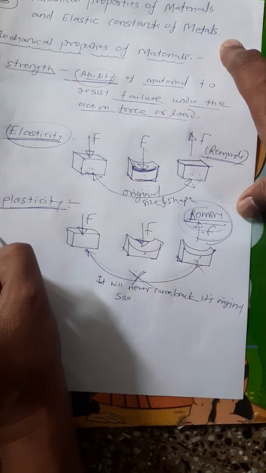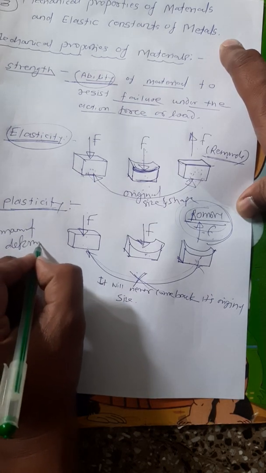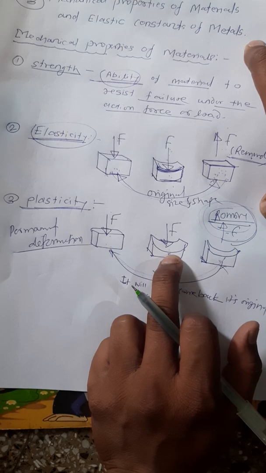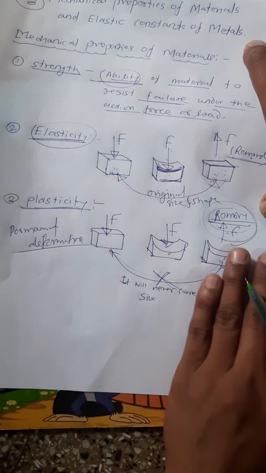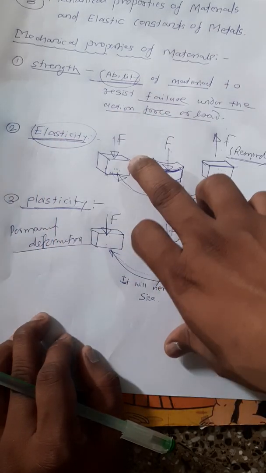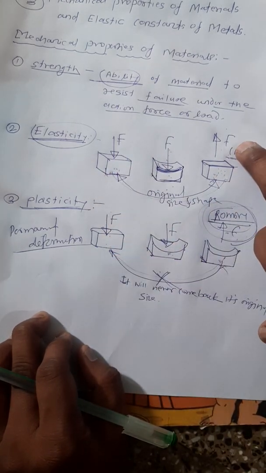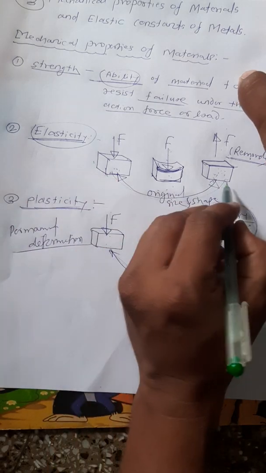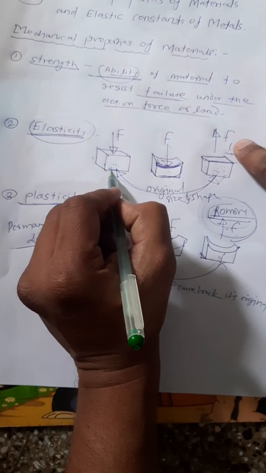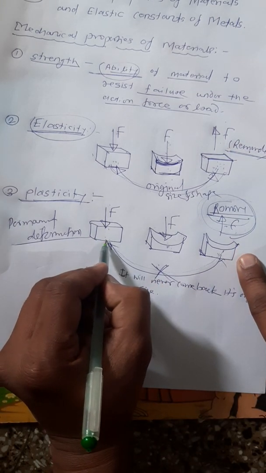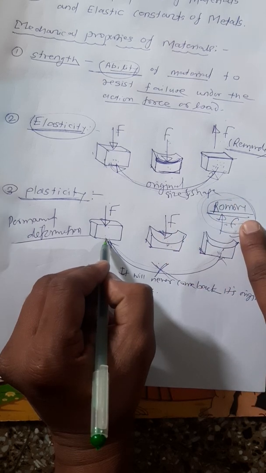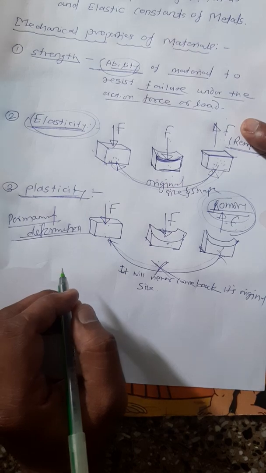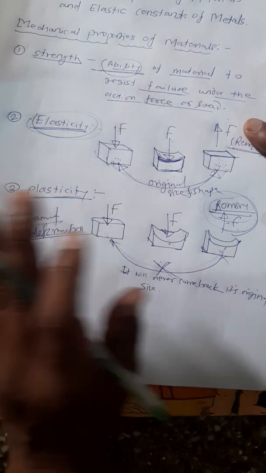So what is this called? Permanent deformation. Permanent deformation is there in plasticity. Once it goes deformed, it remains deformed. It will never come back to its original size and shape. But in elasticity, once it goes deformed, it comes back to its original size and shape after removal of force. Here, even though you try to remove the applied force, it will never return to its original size and shape. So plasticity means permanent deformation, and elasticity means it comes back to its original size and shape after removal of force. But here we don't have a chance to come back to its original size and shape.